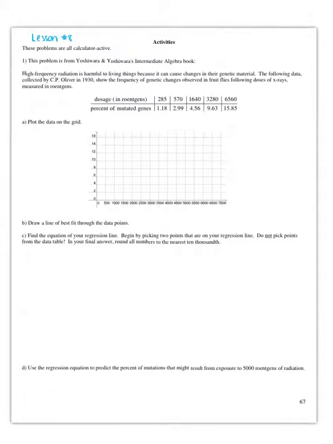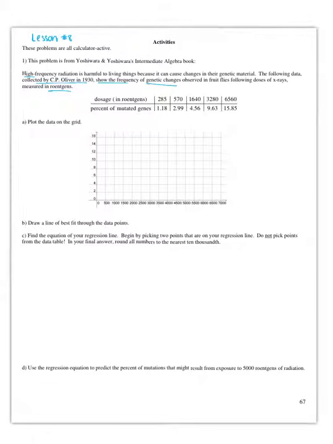The first problem we'll look at talks about how high-frequency radiation is harmful to living things because it can cause changes in their genetic material. The following data collected in 1930 shows the frequency of genetic changes observed in fruit flies for the following doses of X-rays measured in roentgens.